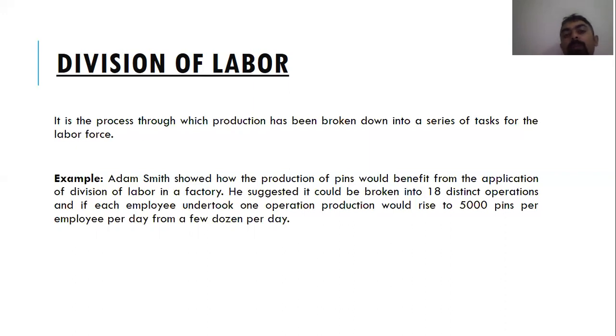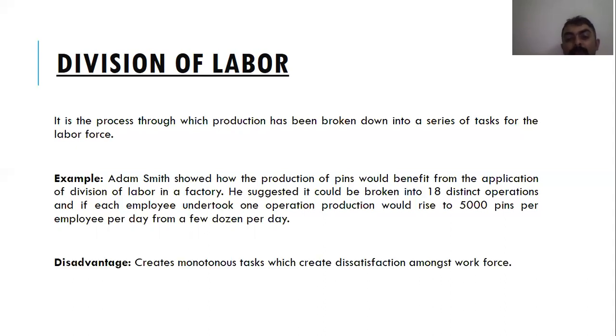So only one person would be bringing in the blocks, only one person would be cutting those blocks, only one person would be making pins, only one person would be polishing, and only one person would be packaging, for example. And there were other steps as well. So I've just given the simplest example. So when this happened, the production increased from a few dozen per day to 5,000 pins per day. This was the result of division of labor, wherein you assign one person to one job only, so that he can do it well, and when he does it well, time waste will be reduced.